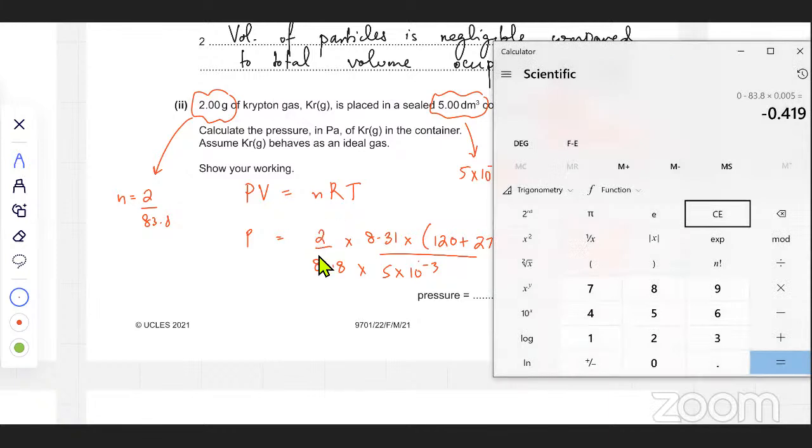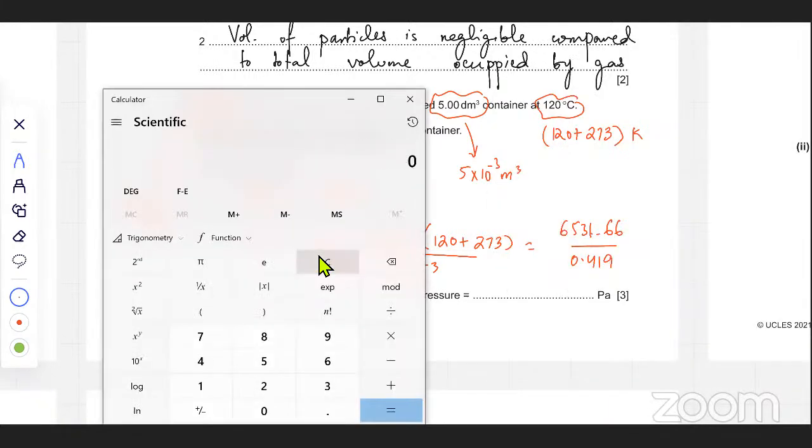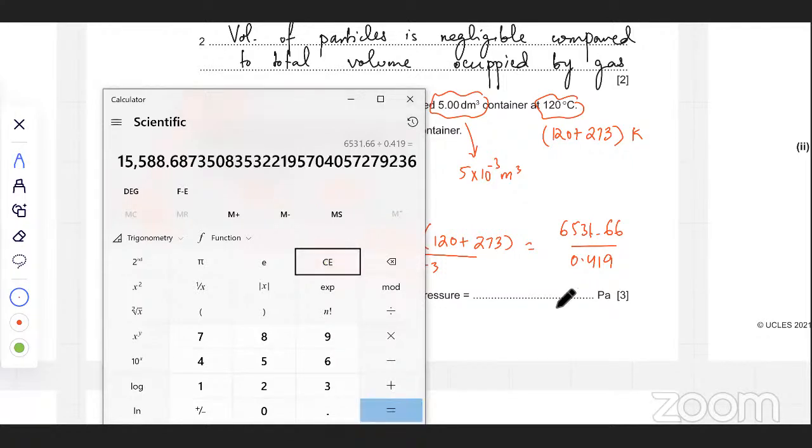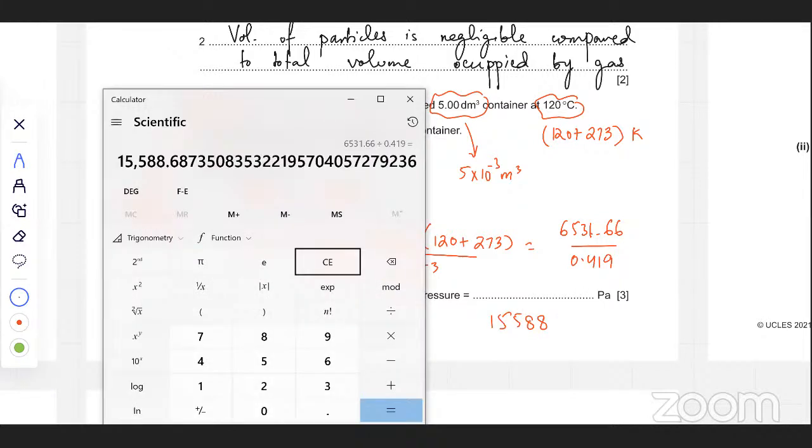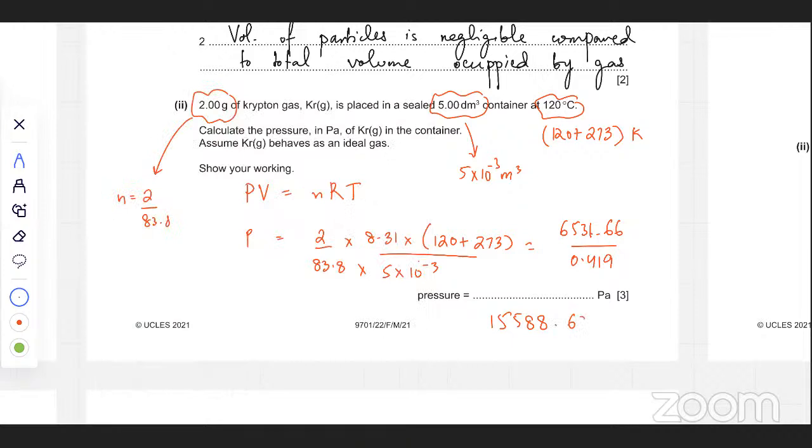So if we divide this, it's going to be 6531.66 divided by 0.419. And that gives me 15588.687, etc. So you're getting a big value.